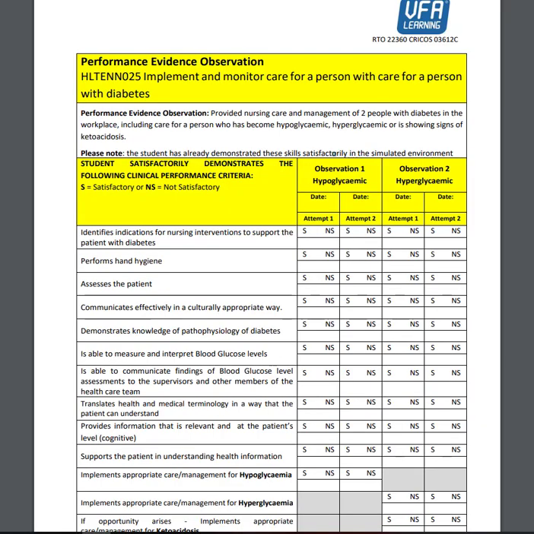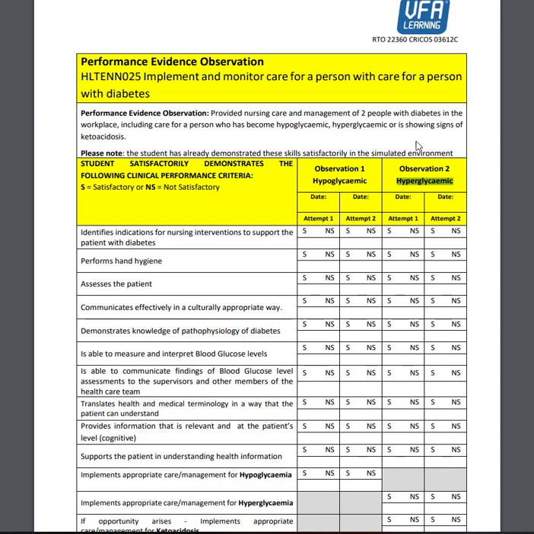This checklist incorporates caring for a person with diabetes. Students will be required to provide nursing care for 2 people who suffer from diabetes, one of which will have hypoglycemia, so a blood sugar that's less than 4 millimoles per litre, and a patient with hyperglycemia, which is a blood glucose level above 8.